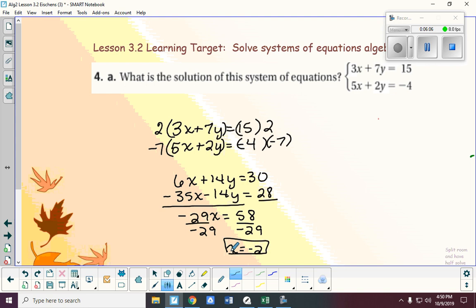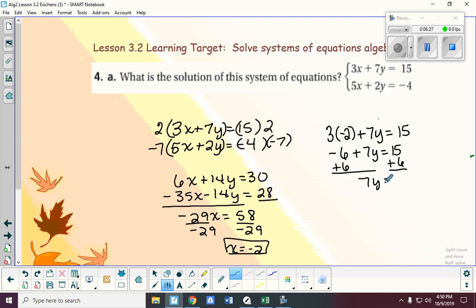And again, substitute back into one of the originals. 3 times x, which is negative 2, plus 7y equals 15. And then we just add 6 to both sides. We want to isolate the variable term. And then lastly, we'll divide by 7. So y equals 3. And there's your solution.